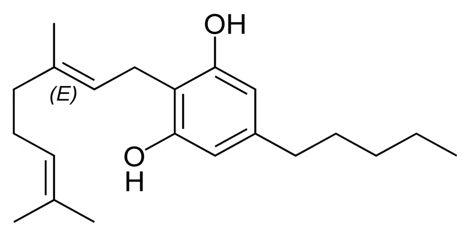Tetrahydrocannabivarin. Tetrahydrocannabivarin (THCV) is prevalent in certain Central Asian and Southern African strains of cannabis. It is an antagonist of THC at CB1 receptors and lessens the psychoactive effects of THC.